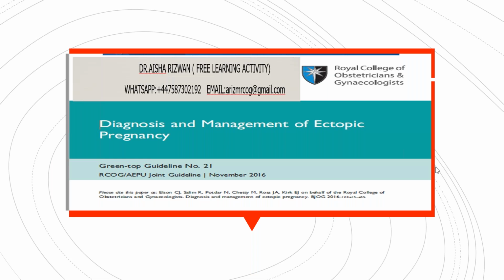gestational age is more than 9 weeks, or beta-hCG levels are more than 10,000, or CRL is greater than 10 millimeters, and fetal cardiac activity is present. So all of these 4 factors are associated with a very high risk of primary failure of the treatment of the cervical pregnancy with systemic methotrexate.